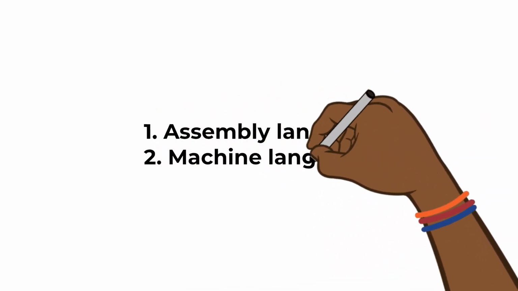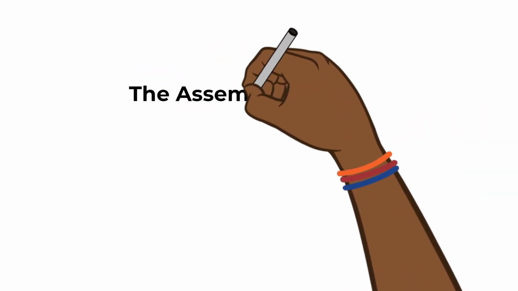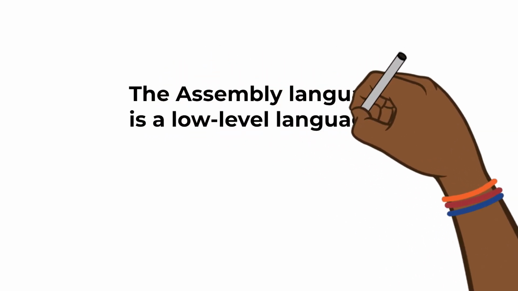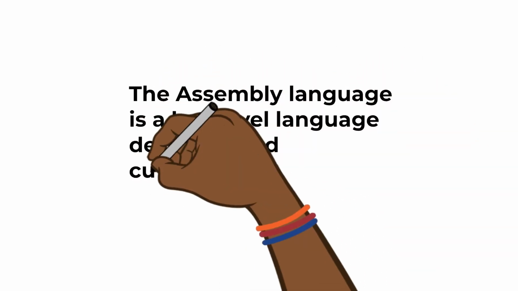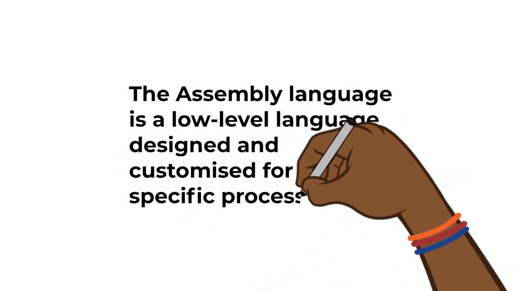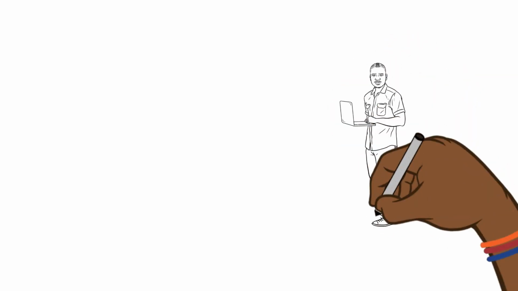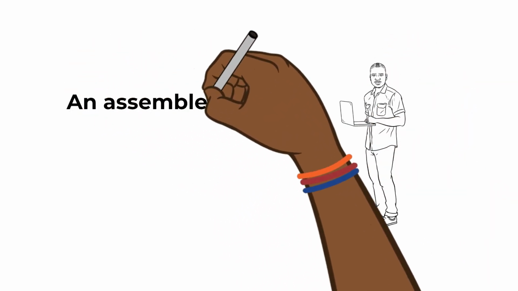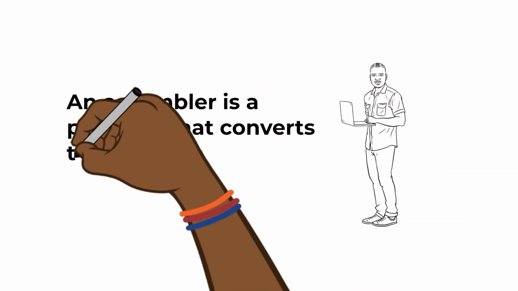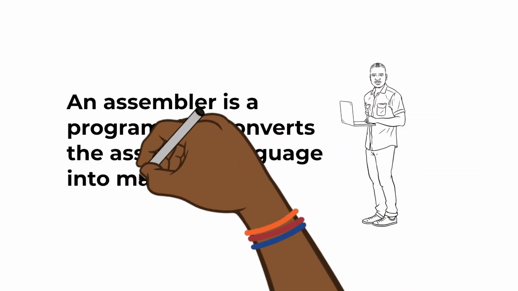The assembly language is a low-level language designed and customized for a specific processor. Assembly language is a step closer to the high-level language than the machine language. The assembly language does basic operations such as performing calculations and moving values into the system memories. For the assembly language to run, it is converted to machine language using the assembler. An assembler is a program that converts the assembly language into machine code.